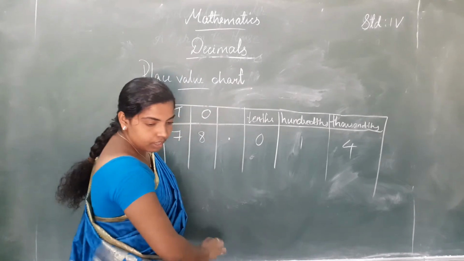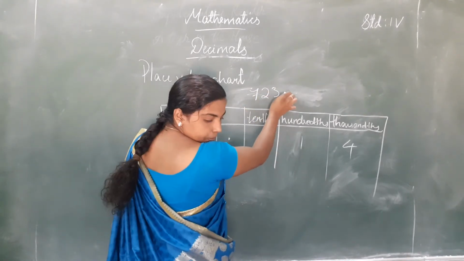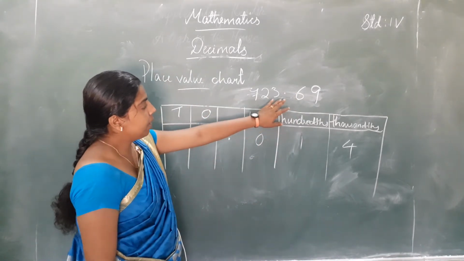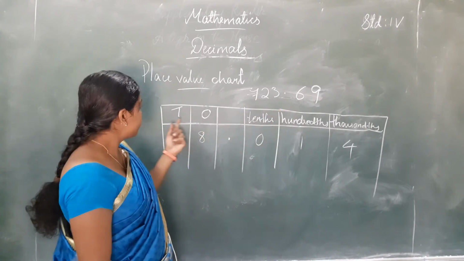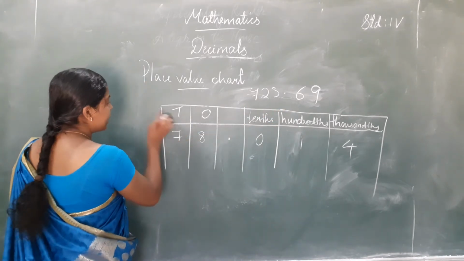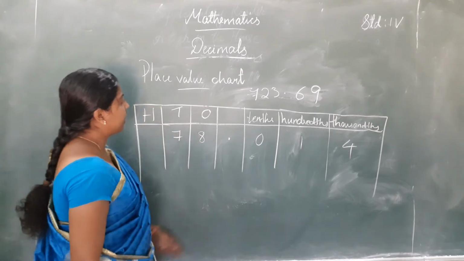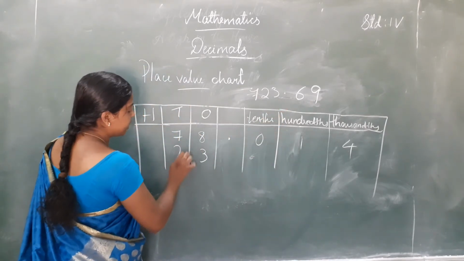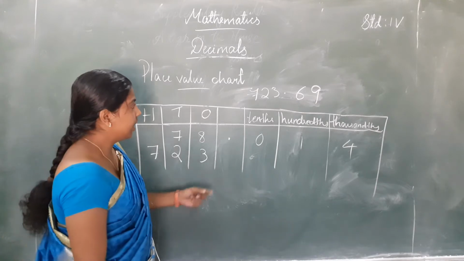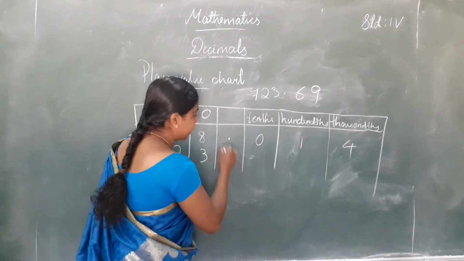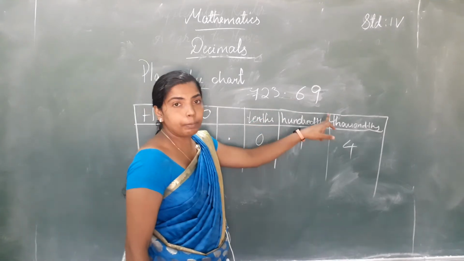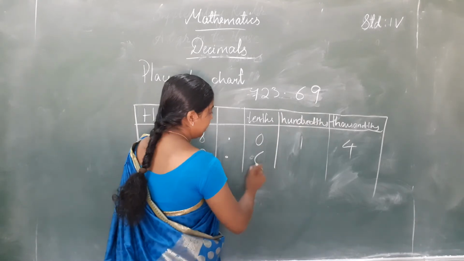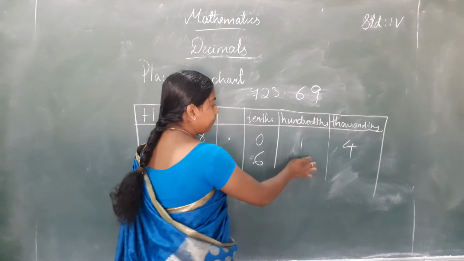Next question. 723.69. How can we write this in place value chart? See, before the point, 3 places are there. So here we need one more place, that is 1's, 10's, 100's. Okay, now we can start writing. The number in the 1's place is 3. Then 10's place is 2 and 100's place is 7. Then after that, decimal point. So put the decimal point. Then after the decimal point, which are the numbers 6 and 9. 6 is in the 10th place. And 9 is in the 100th place.